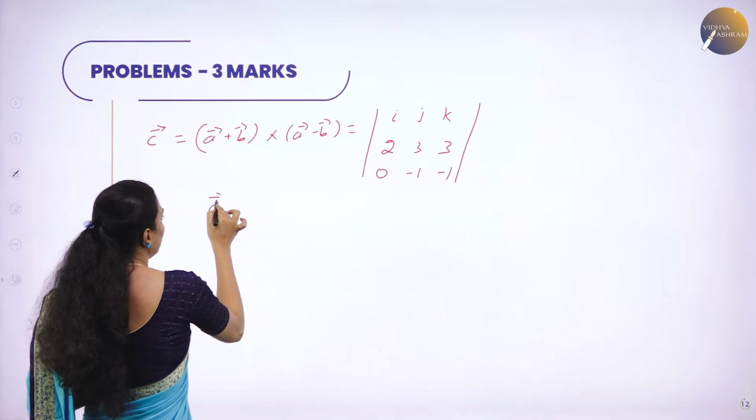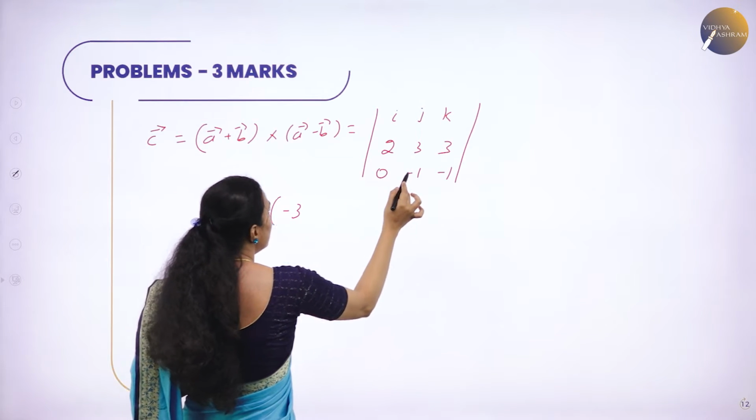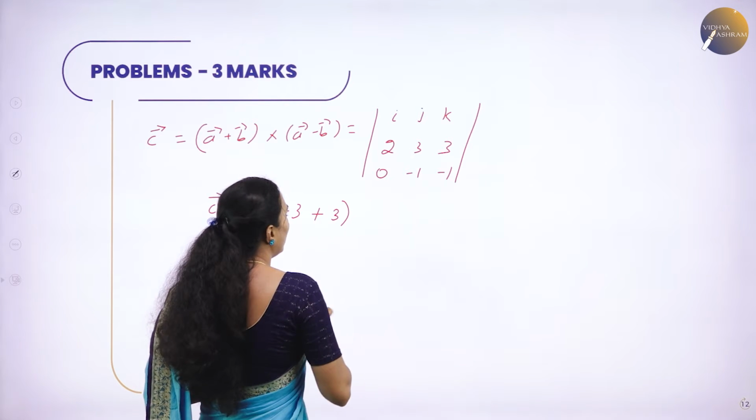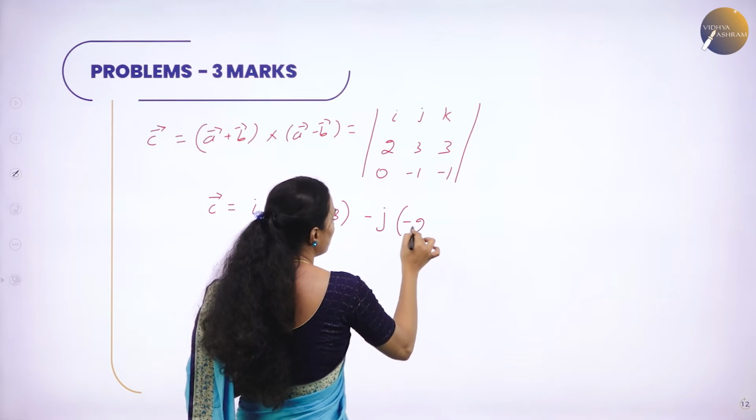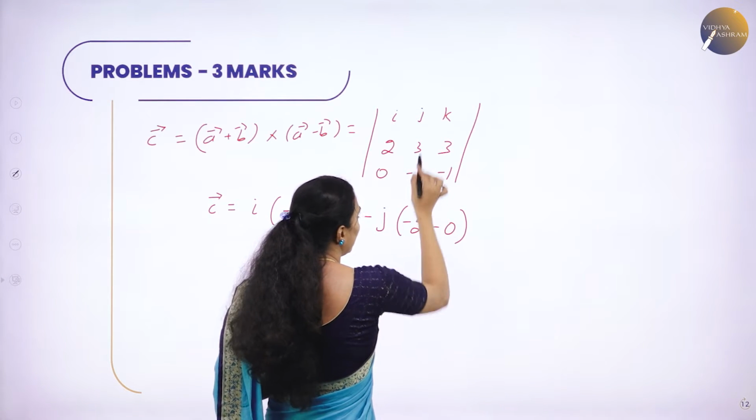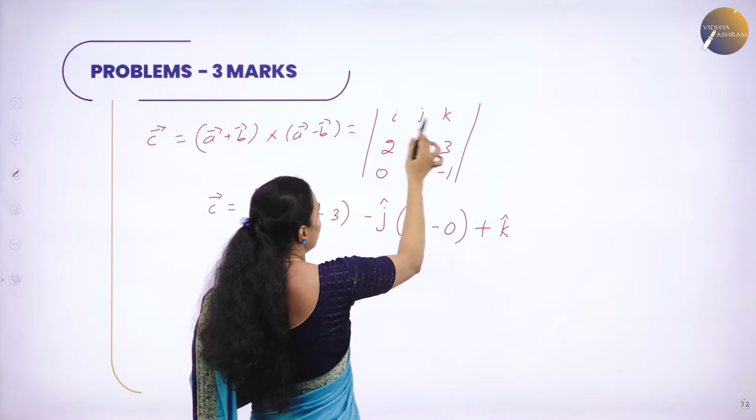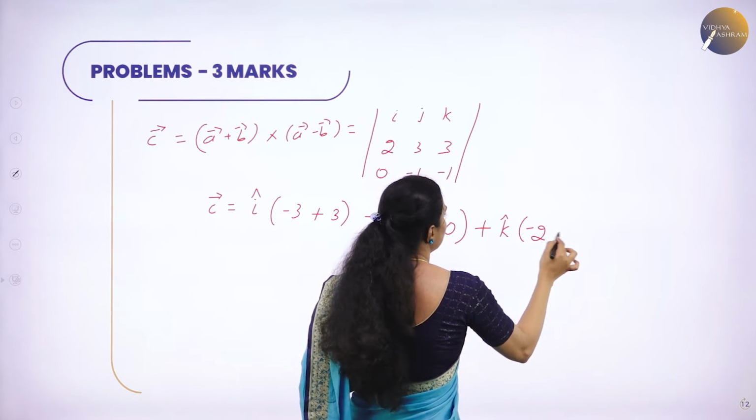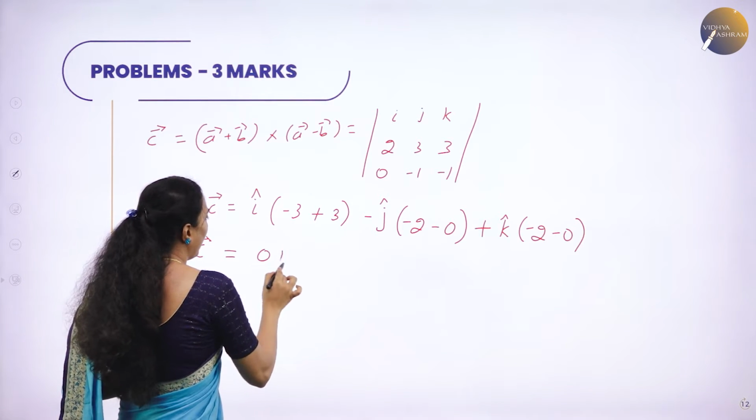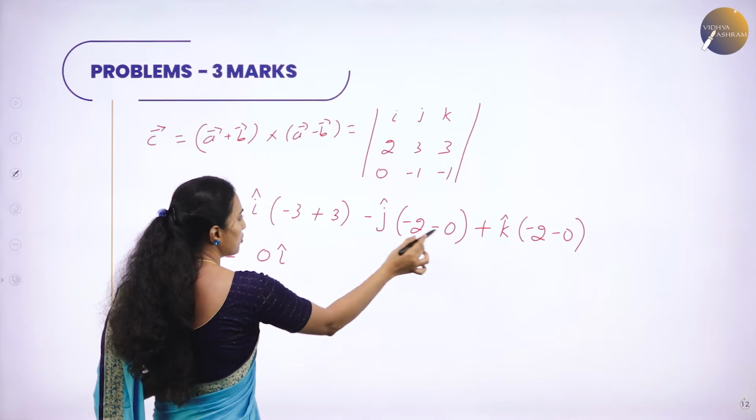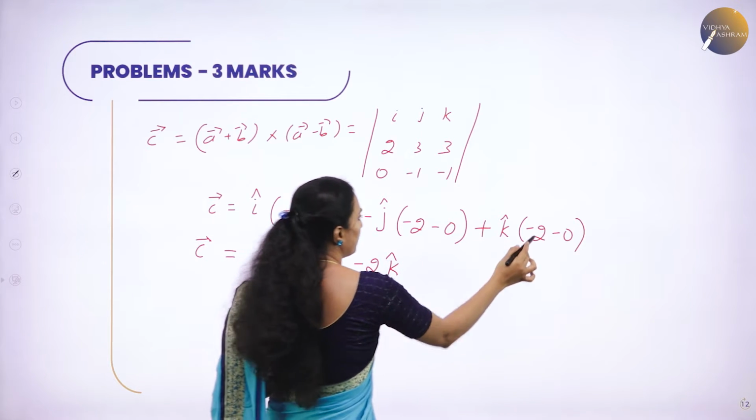Expanding this, c vector will be equal to i into, leaving the first column first row, 3 into minus 1 is minus 3, minus of minus 3 is plus 3. So it will become 0. Again you are going to get minus j into, leaving the second column first row, 2 ones are minus 2. Again 0 into minus 3 is 0. Again you are going to get plus k into, leaving the third column first row, 2 ones are minus 2. Again 0. So therefore c vector can be written as 0i, because minus 3 plus 3 will cancel. Minus 2 minus 0 is minus 2, minus into minus is plus 2j. Again minus 2k, because plus into minus is minus.